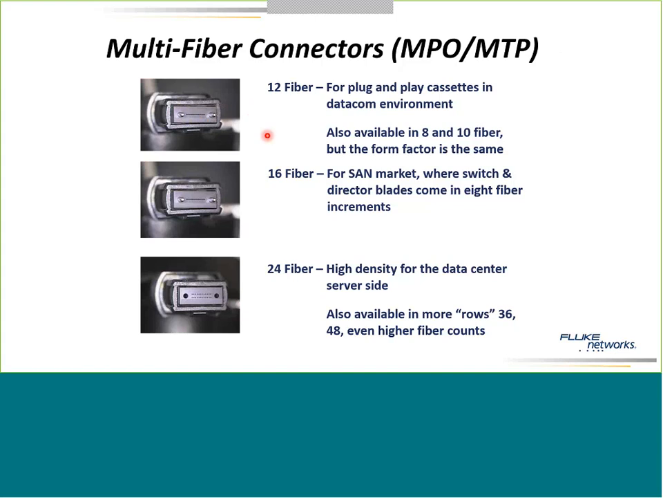There's a 16 fiber, and then we start going up. There can be some really high density versions. You see, we start adding multiple rows. I've got a picture here of the 24 fiber version, but there's a 36, a 48. We go up to like a crazy 72 fiber as well.